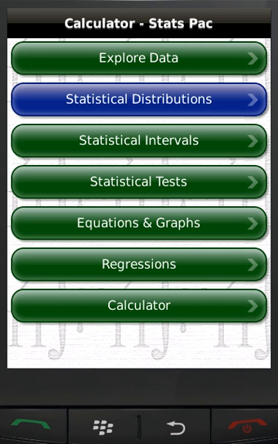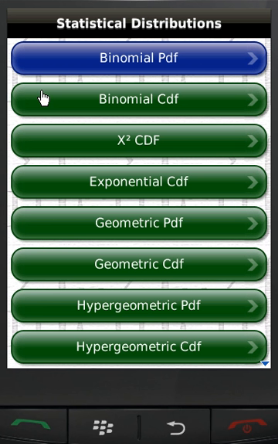Welcome to Part 2 of using the statistical distributions. We begin by clicking on the appropriate button from the home screen, which brings us to the Statistical Distributions main menu. I'd like to run 3 of these. First binomial, then exponential, and then lastly inverse normal.